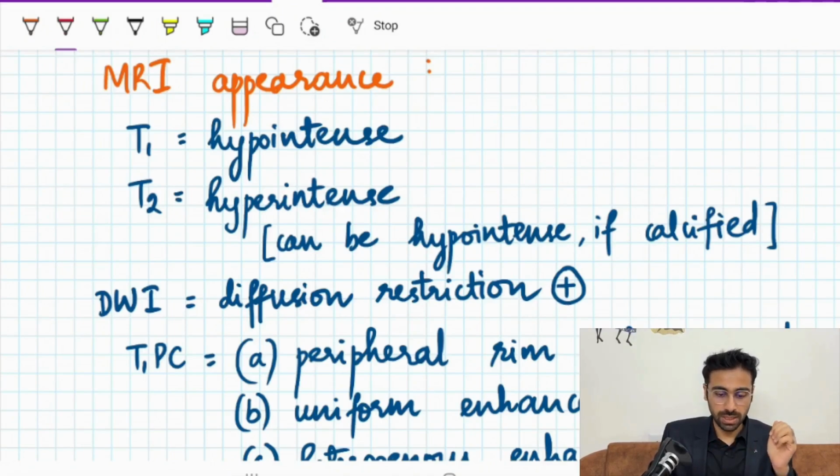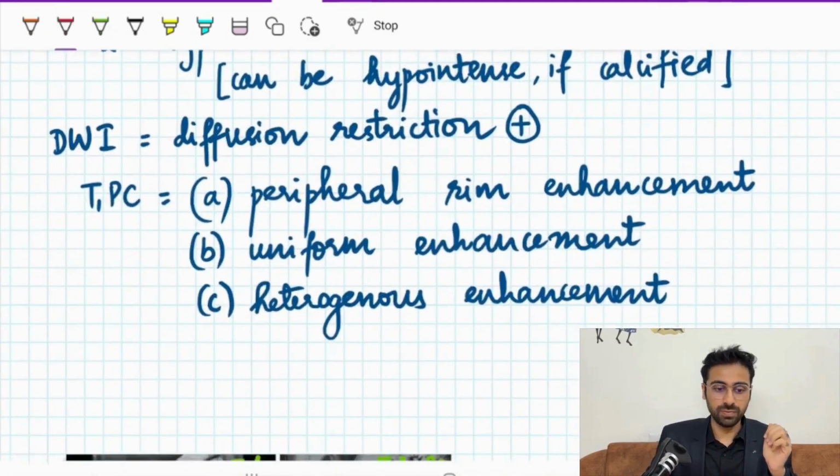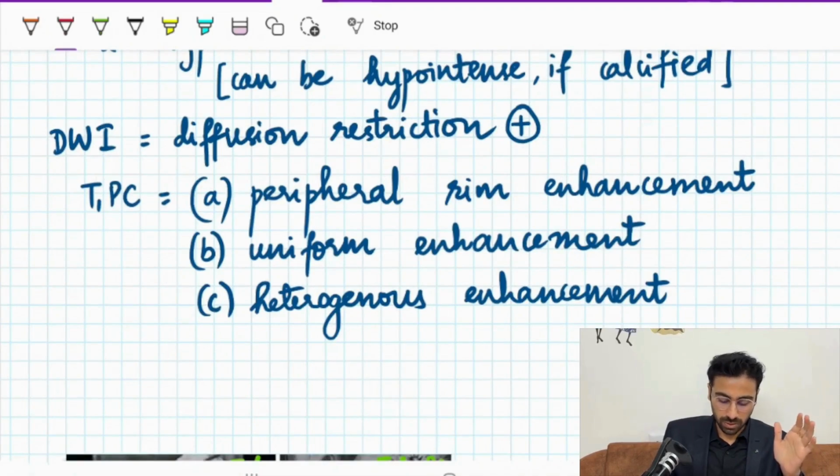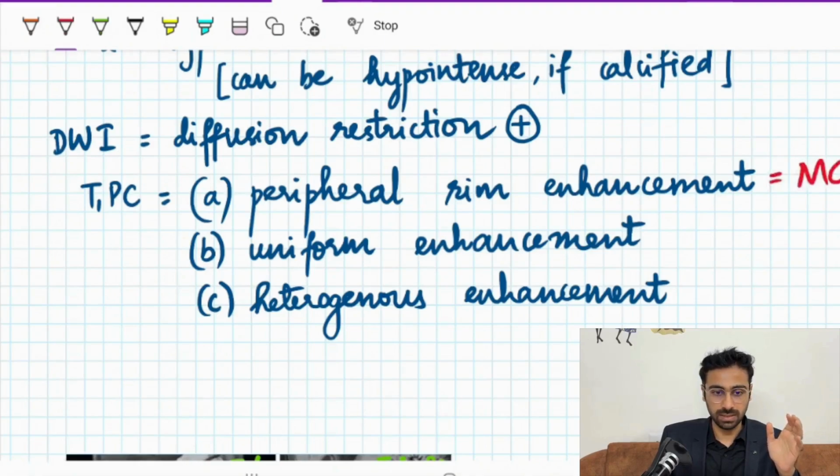Now on post contrast, again there are patterns. We have already discussed that peripheral rim enhancement is the most common type. They can also be uniformly enhancing, they can be heterogeneous enhancing. Now you know that peripheral rim enhancement is most common. We shall see it first on MRI.